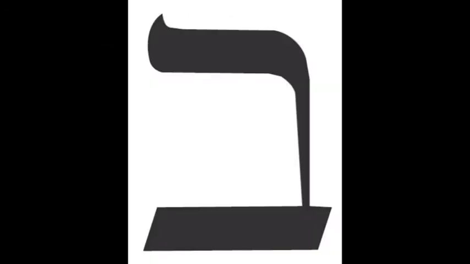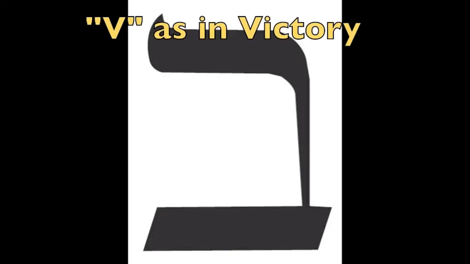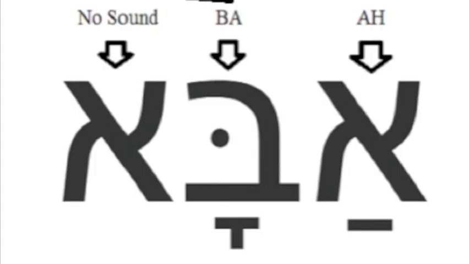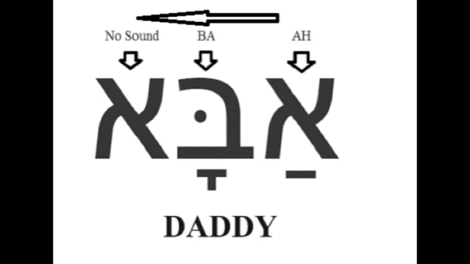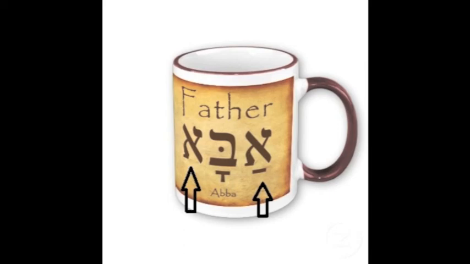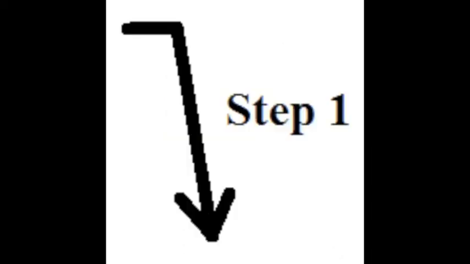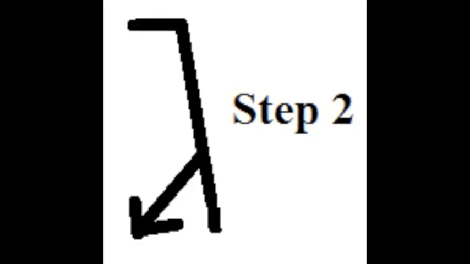What sound does this make? B. What sound does this make? How do you say this Hebrew word? Abba. For daddy. It's got the Aleph at the beginning and end and the Bet in the middle. This is how you write the Gimmel.